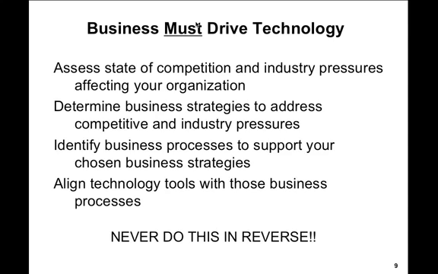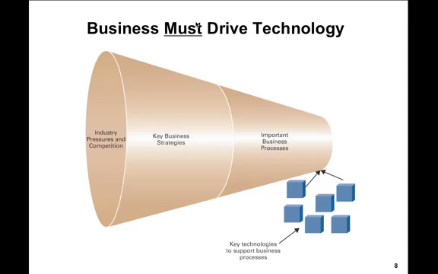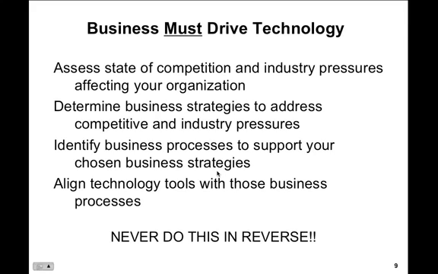So you assess the state of the competition and industry pressures that are affecting the organization. You're starting on this outside parameter, the industrial pressures and competition area, and you're moving inside. You can also approach it from the other direction. However, you have to keep core competencies and business practices in mind, not the technology. So you determine the business strategies to address the competitive and industrial pressures. What business strategies am I going to use to make our product more sellable, make our product better value on the market, or something of that nature?